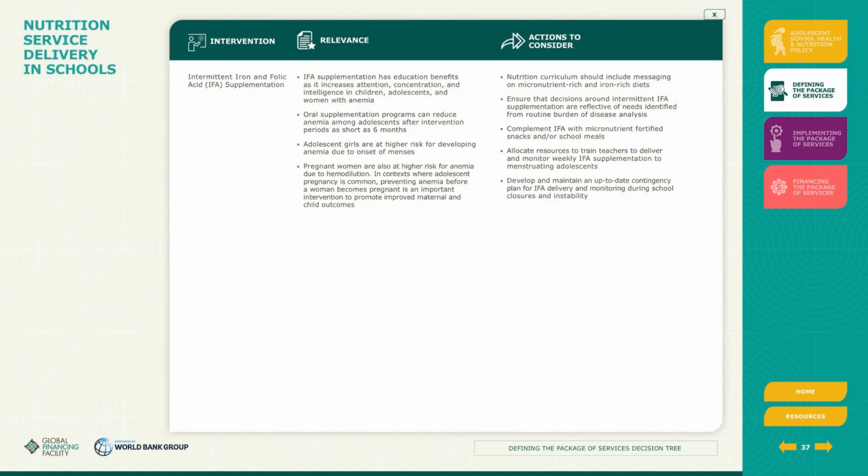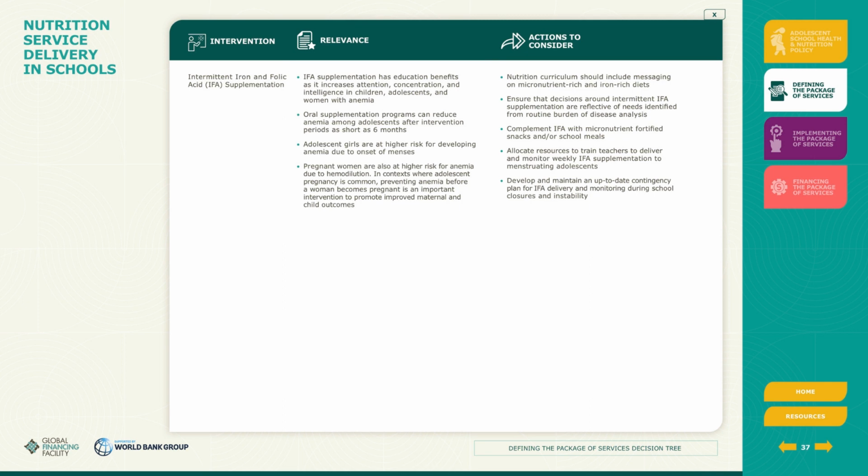Here, you now learn that the benefits of intermittent iron and folic acid supplementation align well with the development objectives of this new project because intermittent IFA supplementation has education benefits. Oral supplementation programs can reduce anemia among adolescents, and adolescent girls are at higher risk for developing anemia due to onset of menses.